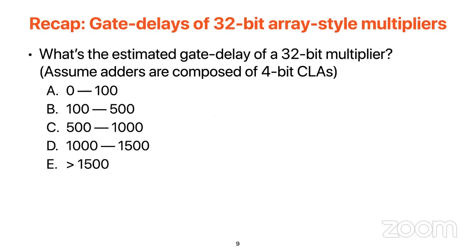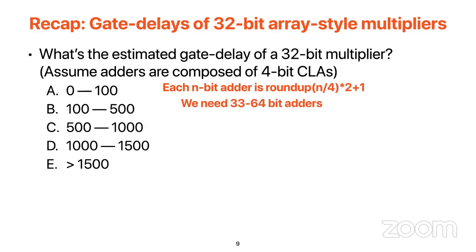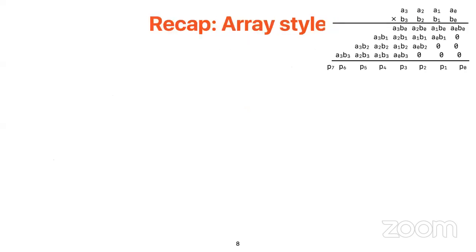If you estimate the number of gate delays, you will figure out that if you want to expand that to be 32-bit, then you need a few 33 to 64-bit adders. And how to tell this is that if you look at the array style adder here, right?